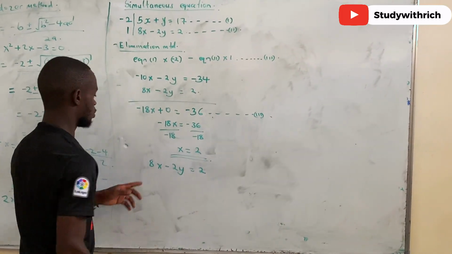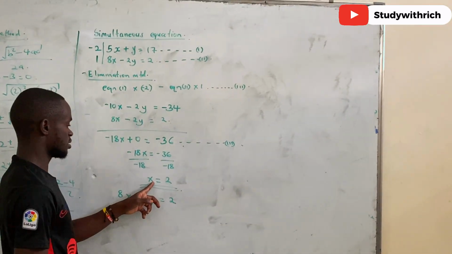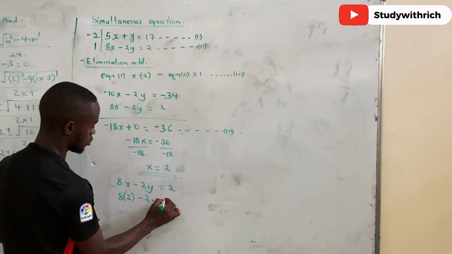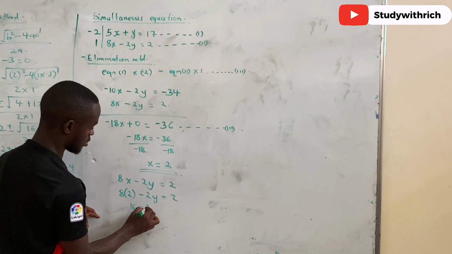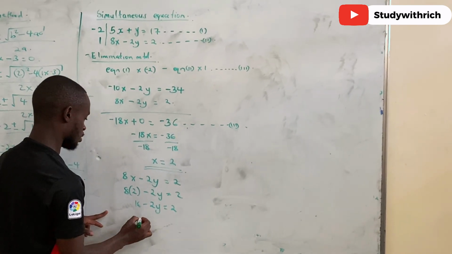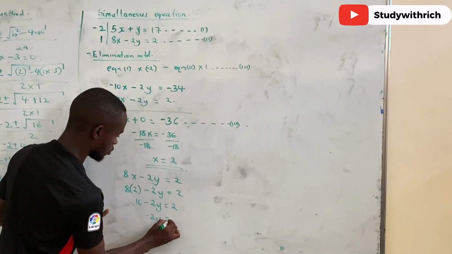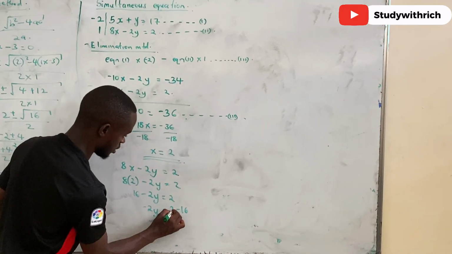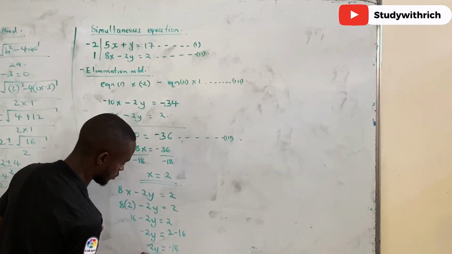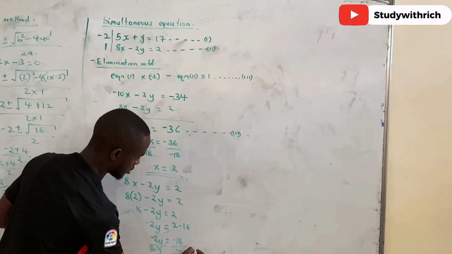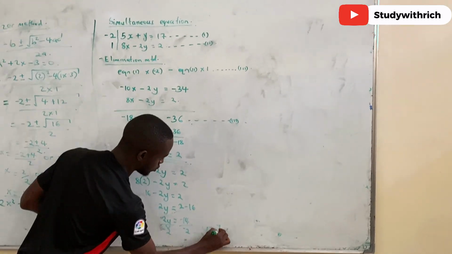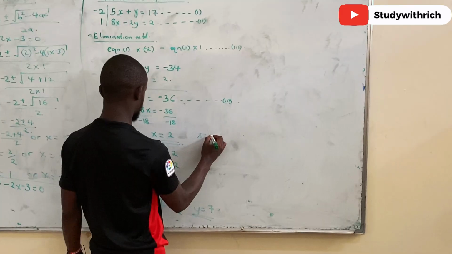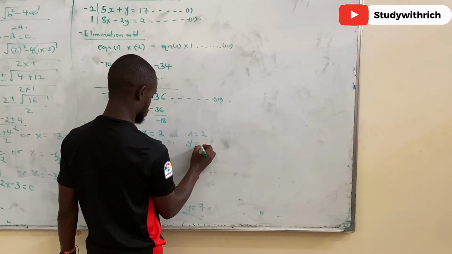So 8x minus 2y is equal to 2. X is already known, so we are going to put there the value of x. So negative 2y will be equal to 2 minus 16. So negative 2y will be equal to negative 14. Divide by negative 2, divide by negative 2. You find out that y will be equal to positive 7. So in conclusion, x is equal to 2 and y is equal to 7.